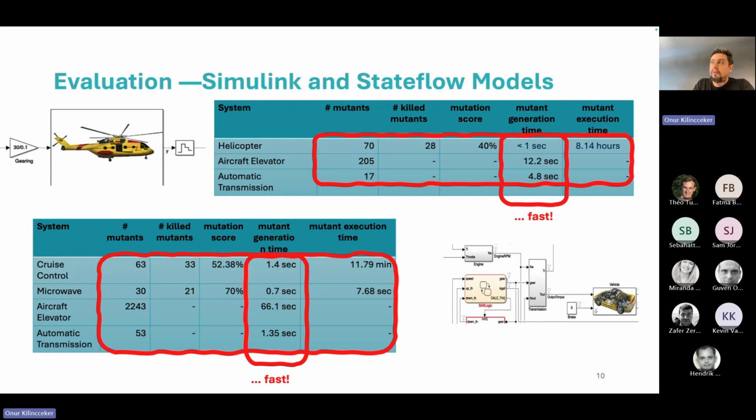When it comes to mutant execution time, this time is calculated based on overall simulation time. So it is based on the number of test cases we have and the test execution time of our system. So, for example, for helicopter system, it took almost 8 hours to finish the entire mutation testing approach.